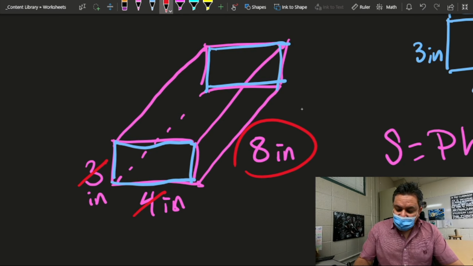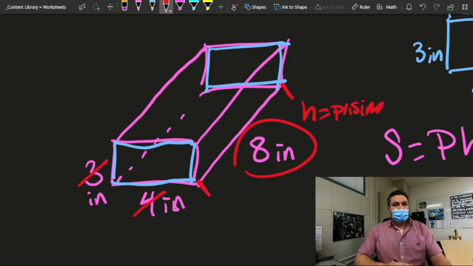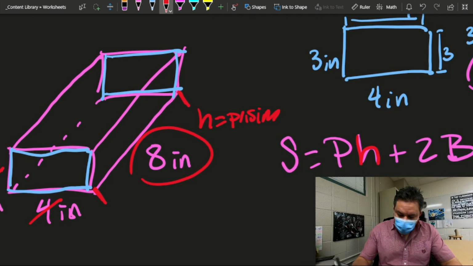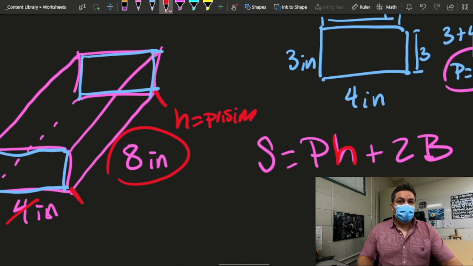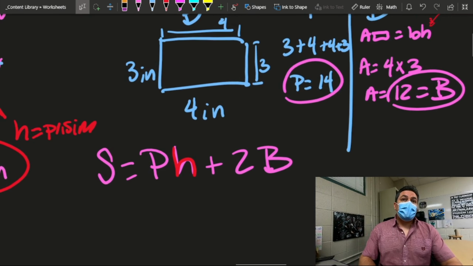This is going to be the height of the prism. That means the distance between this base and this base. That's the height of the prism. And this one goes right here. That is that H. There are different H's, okay? But if we're working it separately, like I'm showing you, you should not have any problem.